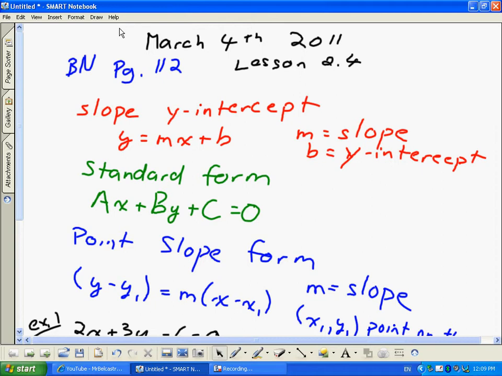Standard form. Standard form you guys covered in grade 9 too. All it is is slope y-intercept form set equal to 0. So our red equation, slope y-intercept, was set equal to y. In standard form, we're set equal to 0, which means we've moved all the variables, all the numbers, all the constants to one side of the equation. So 0 represents nothing being left on the other side of the equation.